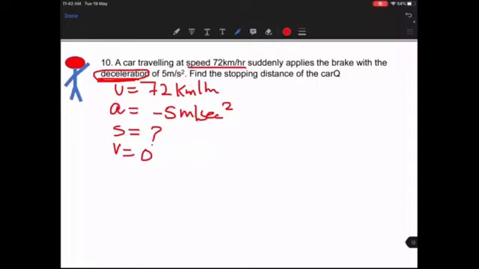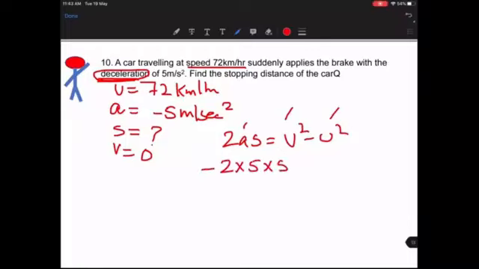So which formula will you use? You're going to use 2as is equal to v square minus u square, because you have a, you have v, you have u. Okay, so let's substitute the values here. 2 times minus 5 multiplied by s is equal to v square minus u square. What is v? 0. What is u? Okay, here we've forgotten one more thing. Let me see who comes up with the correct answer. I've forgotten something, and I told you in the first numerical.